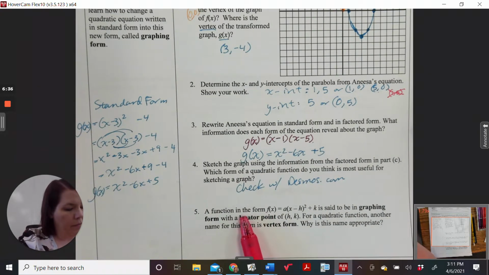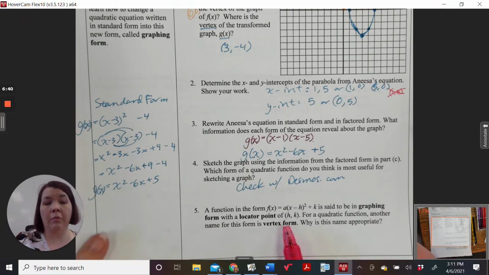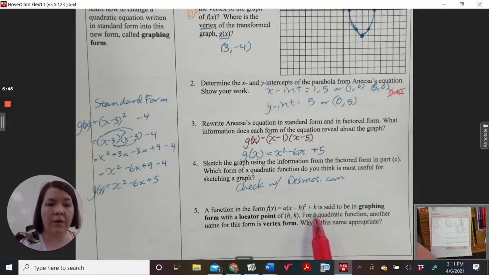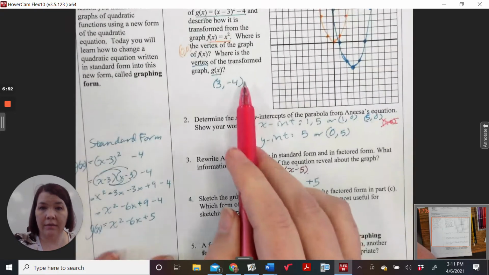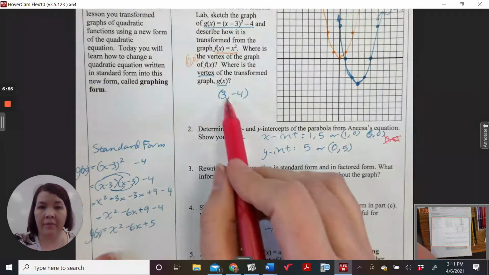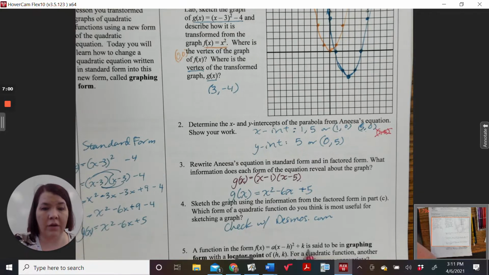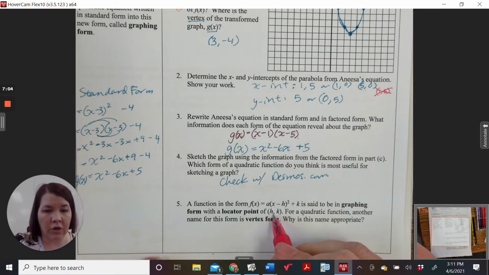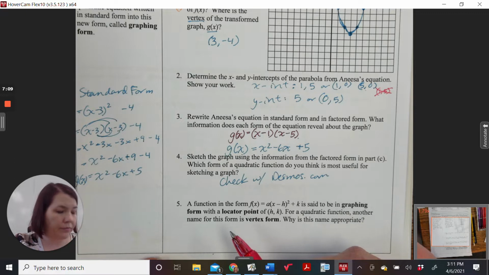So, number 5. A function in the form of f of x equals a times x minus h quantity squared plus k is said to be in graphing form with a locator point of h, comma k. Let me read this out loud. Where h and k are the locator point, in this case, h and k are the vertex. Notice that the formula does say minus for h and plus for k, meaning that the sign of h will change from the equation and k will not change from the equation.